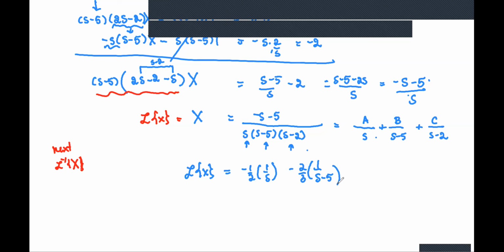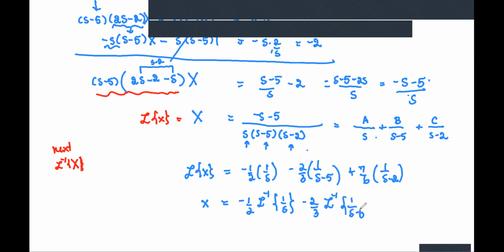And for the denominator s minus 2, we have 7 over 6. Okay. And next, we're going to apply the inverse Laplace transform to all terms. So we get the lowercase x as negative 1 half, the inverse Laplace of 1 over s, minus 2 over 3, the inverse Laplace of 1 over s minus 5, plus 7 over 6, the inverse Laplace of 1 over s minus 2. And then use the theorem from 7.1 to find each one of them.